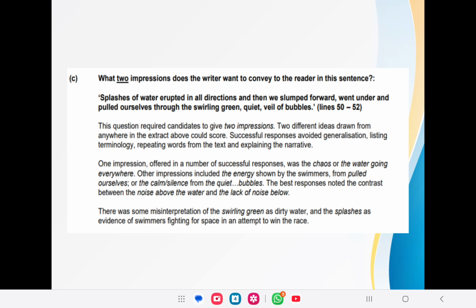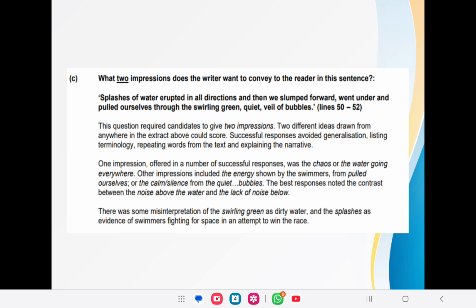So you don't have to repeat the words, you don't have to repeat the terminology, you don't have to write the words from the narrative or the text. Basically you will have to explain the impression. One impression offered in a number of successful responses was the chaos or water going everywhere, that is splashes of water erupted in all directions. This is the first impression that most of the students went for.